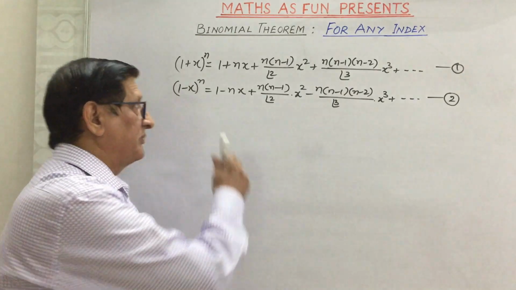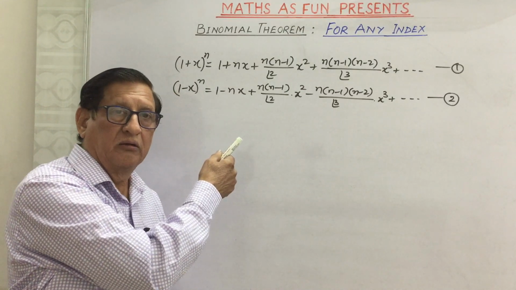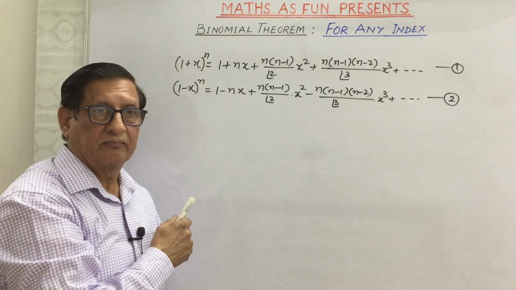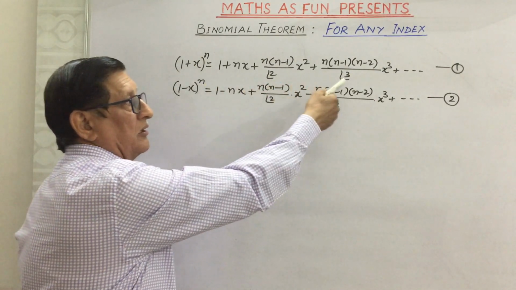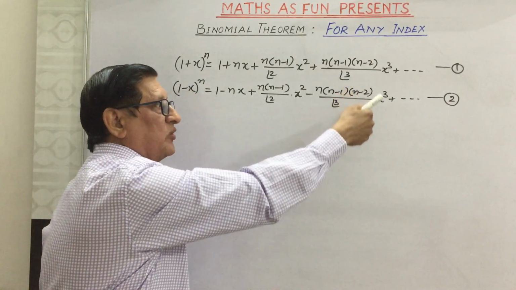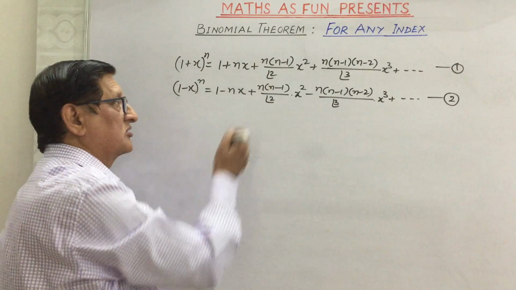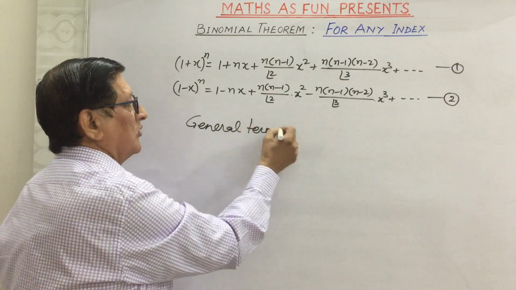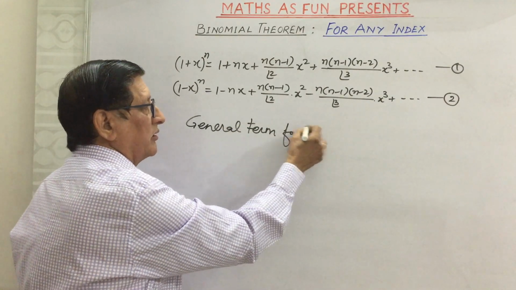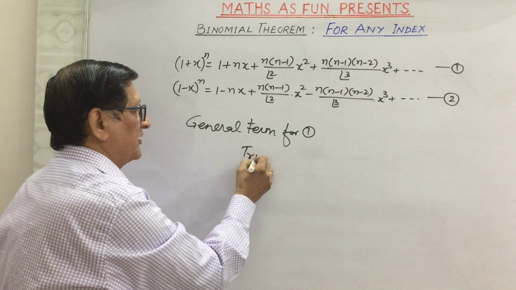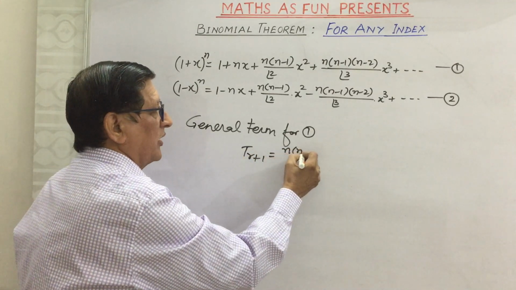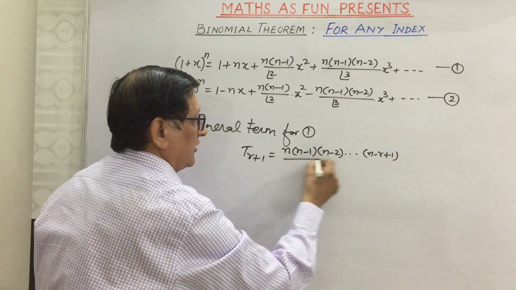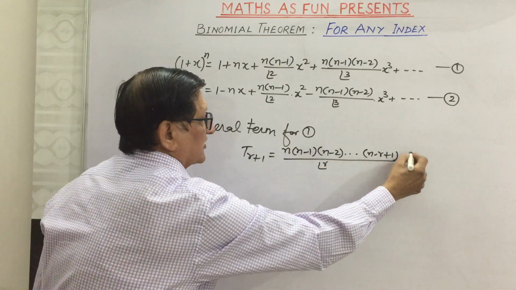So we have learnt that the binomial expansion for any value of n can be found by using this type of form, that is (1 + x)^n or (1 - x)^n. This is 1 and this is 2. The general term in such cases, when we find the general term for 1, that is T(r+1) = n(n-1)(n-2)...(n-r+1)/r! into x^r.